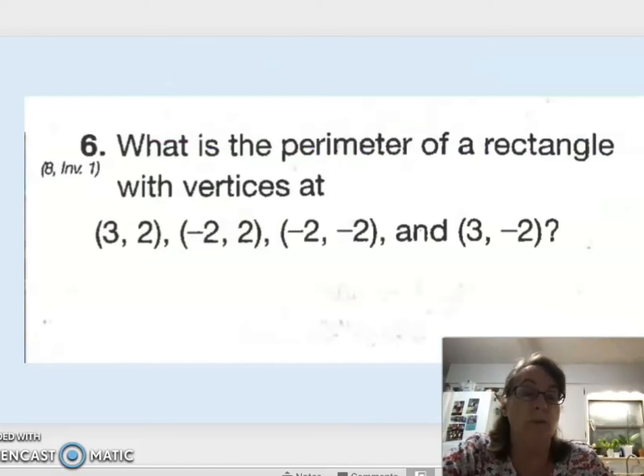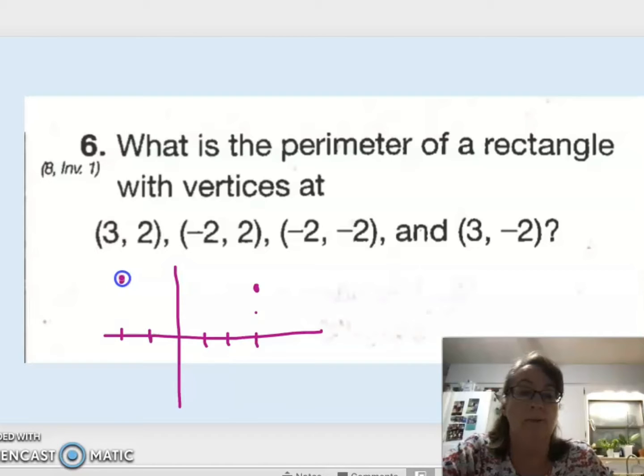What is the perimeter of a rectangle with vertices (3, 2), (3, -2), (-2, 2), (-2, -2)? So we're talking about a rectangle. Let's take the time to draw it out. I'm trying to make things about the same distance, even though I don't have nice graph paper. The point 3, 2; then negative 2, 2, level with this one right here; negative 2, negative 2; and 3, negative 2. Okay, so now this is our rectangle.